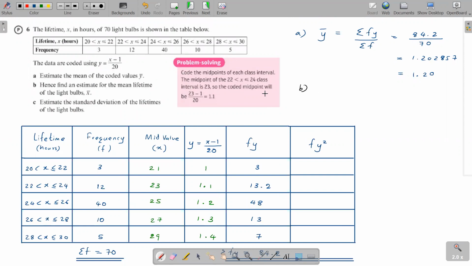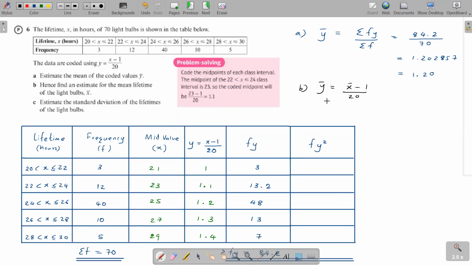Now if you have y equals (x minus 1) over 20, you can convert this to the x bar, y bar equation. How does it work? y bar equals (x bar minus 1) over 20. Are we removing the minus 1? No, because we are working with the mean. When you are working with the mean, the minus or plus does not get removed.